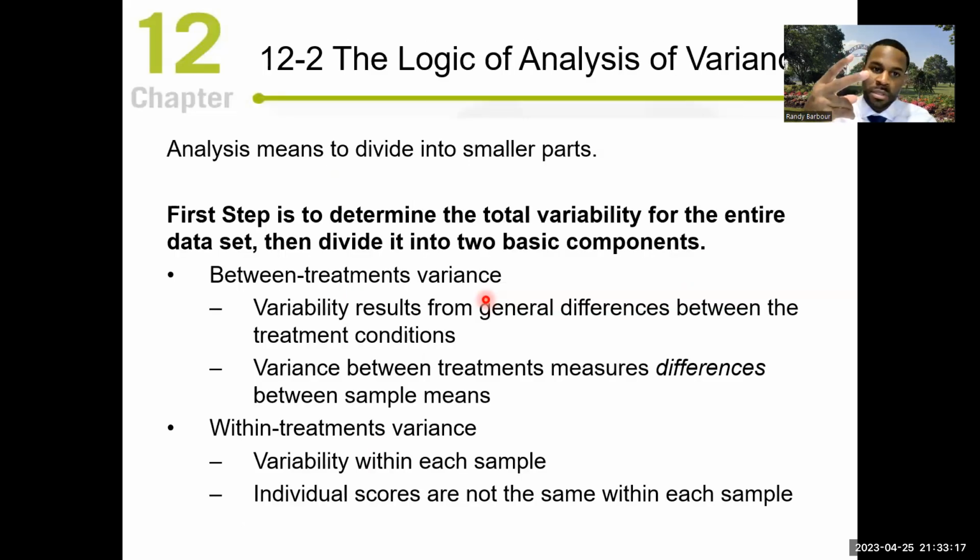So again, 2 components. The first thing you're going to do, you're going to get the total variability. This is the variability or variance for the entire data set. Then you're going to divide that variability into 2 components. The between treatments variance, which incorporates the differences between the treatment conditions or the sample means. And then you're also looking at the within treatment variance, which is looking at the variability within each sample. And what you're going to do is aggregate those within group variances among all 3 of those groups. Okay?